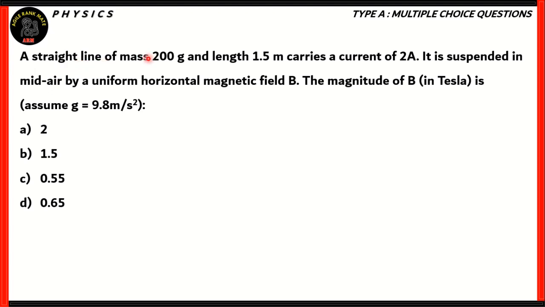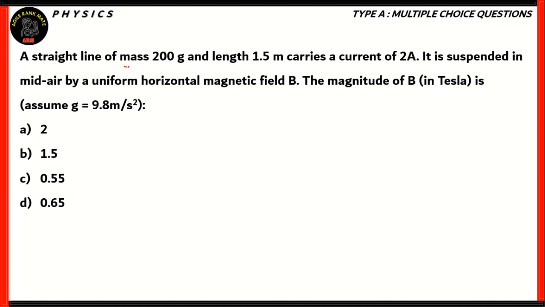A straight line of mass 200 grams and length 1.5 meters carries a current of 2 amperes. It is suspended in mid-air by a uniform horizontal magnetic field B. The magnitude of B in Teslas is, we assume g equals 9.8 meters per second squared. Option A 2, option B 1.5, option C 0.55, option D 0.65. So, how do we solve this question?